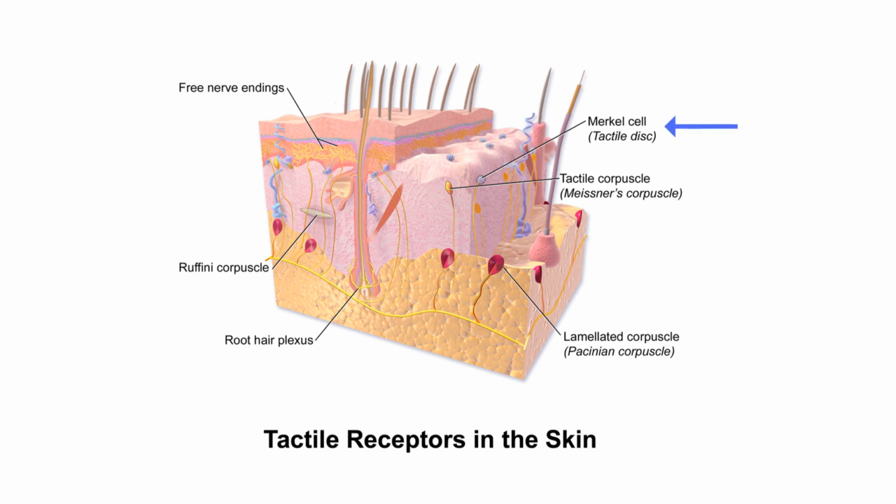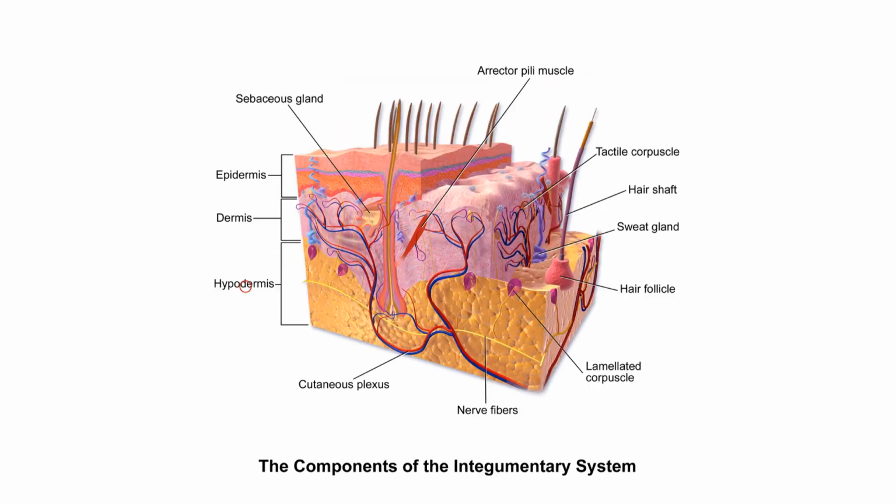These include Merkel's discs, Meissner's, Pacinian, and Ruffini corpuscles. These receptors primarily sense changes in pressure, such as light or heavy touch and vibration. The skin also contains free nerve endings and temperature receptors. The hypodermis is the deepest layer of the integument and contains fatty tissue made up of adipocytes, which are lipid-containing cells. There are also blood vessels and nerves in the hypodermis.